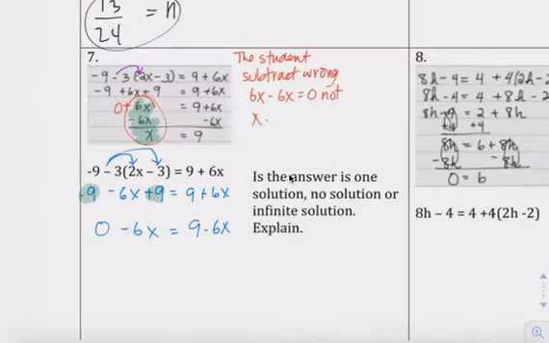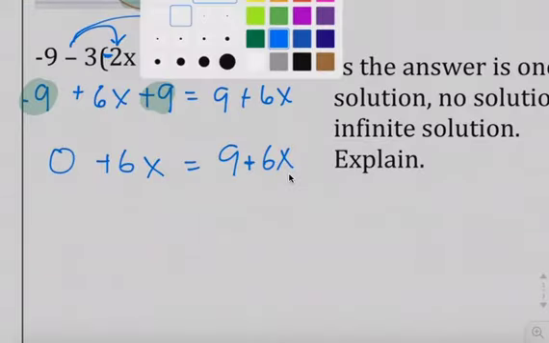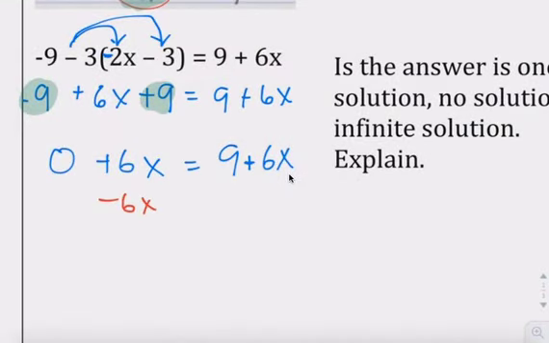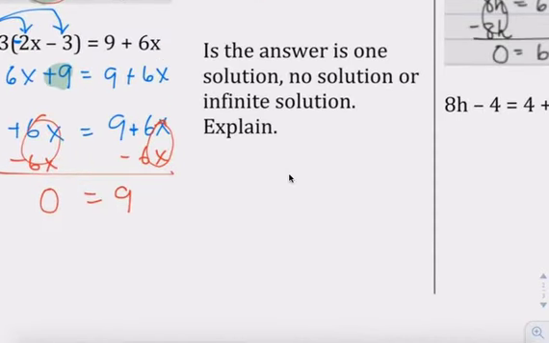Oh, did I type this wrong? Oh, I sure did. That's a negative right there. So that's a positive. Sorry, I typed this wrong. That should have been a negative, so that should have been a positive. It's a positive 2. Copied it wrong. Okay, then we need to get rid of the variable, minus 6x. Minus 6x. 0 plus 0 is 0 equals 9 plus 0 is 9. No solution because 0 does not equal 9.